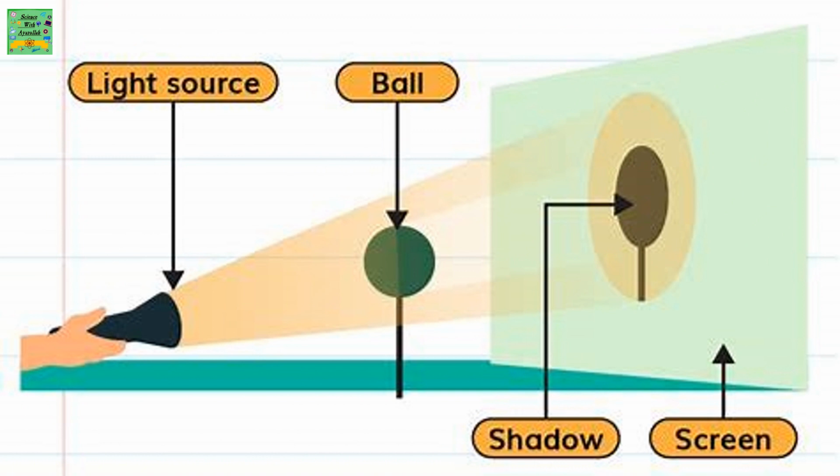Light source, ball, shadow, and a screen. When a light source is put in front of a ball, a shadow of the ball is formed on the screen.